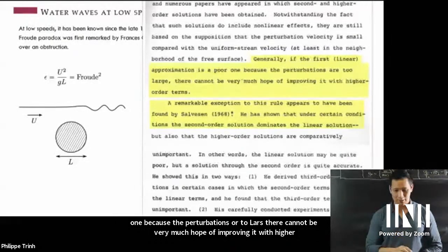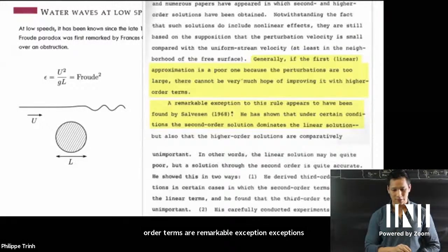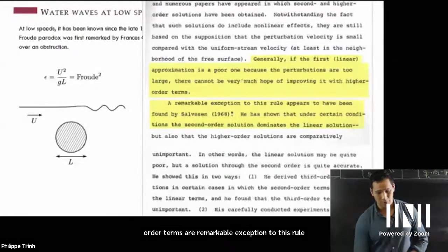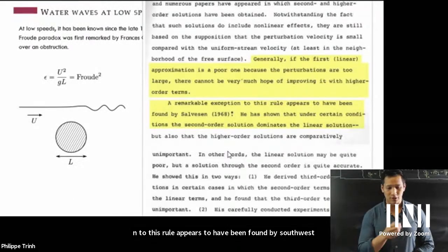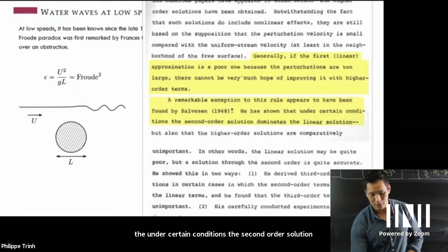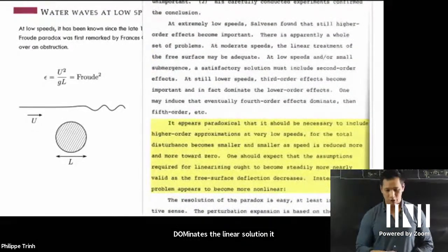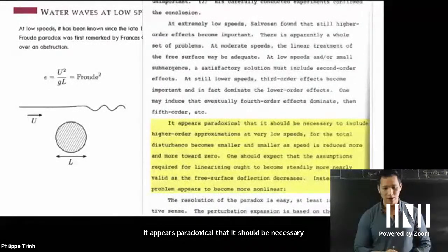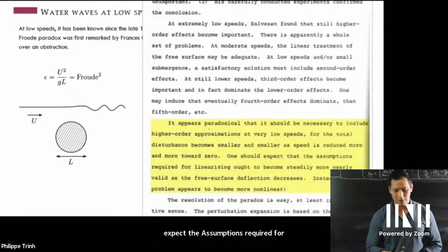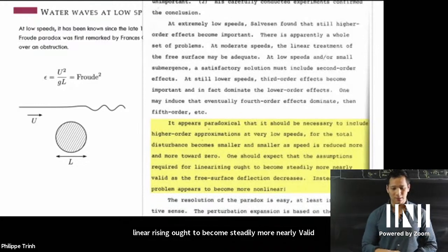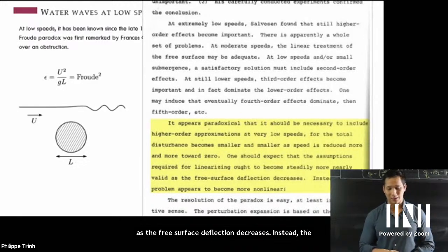A remarkable exception to this rule appears to have been found by Salveson in '68. This is another unpublished report. We have shown that under certain conditions, the second order solution dominates the linear solution. It appears paradoxical that it should be necessary to include higher order approximations at very low speeds, for the total disturbance becomes smaller and smaller as speed is reduced more and more towards 0. One should expect the assumptions required for linearizing ought to become steadily more nearly valid as the free surface deflection decreases. Instead, the problem appears to become more nonlinear.